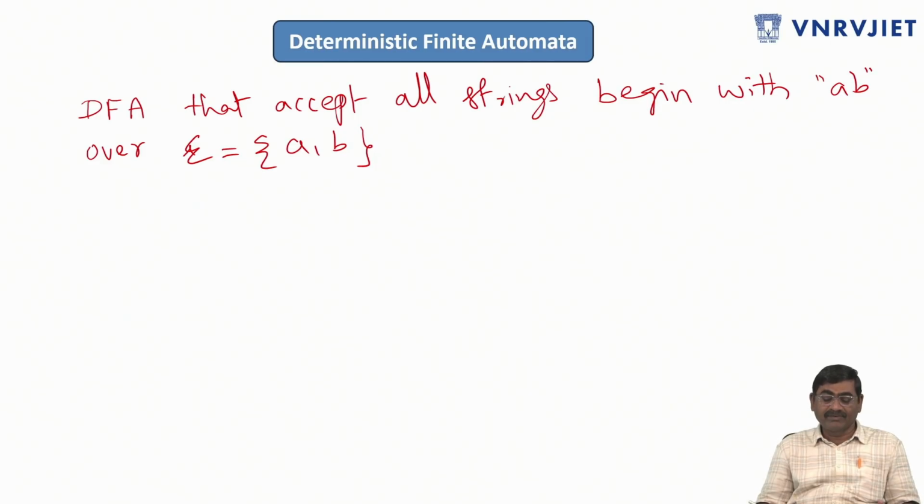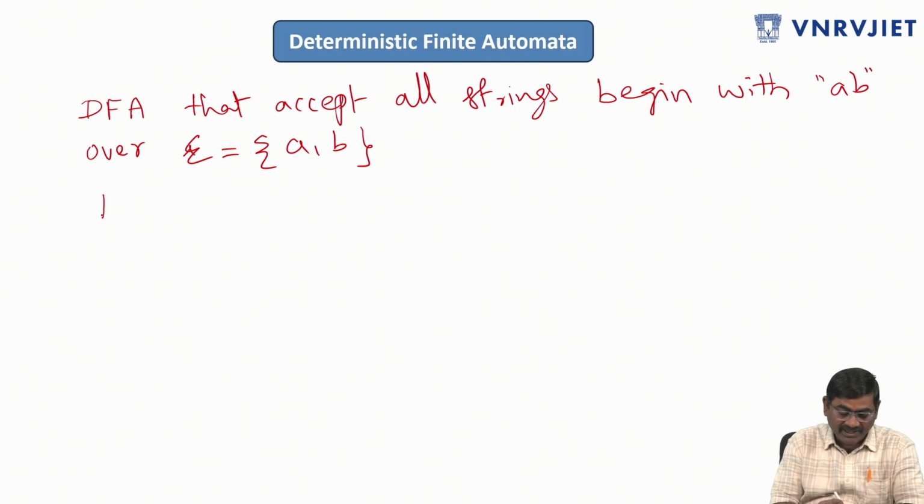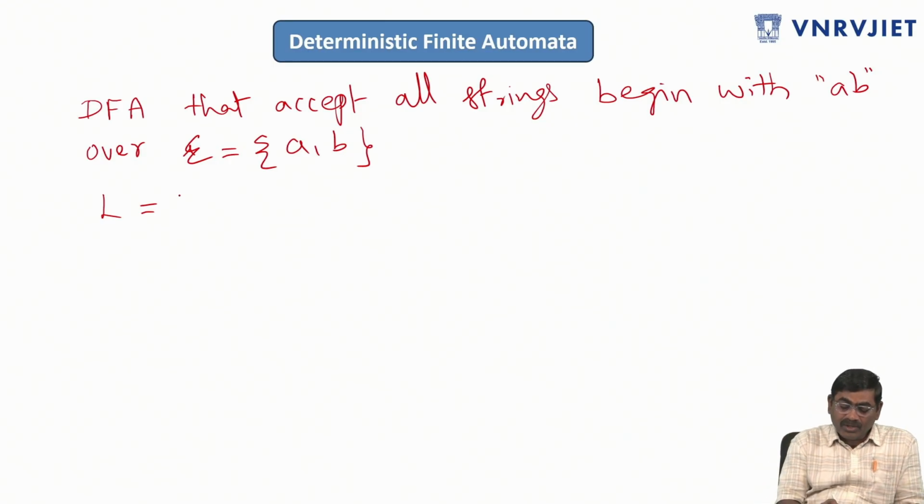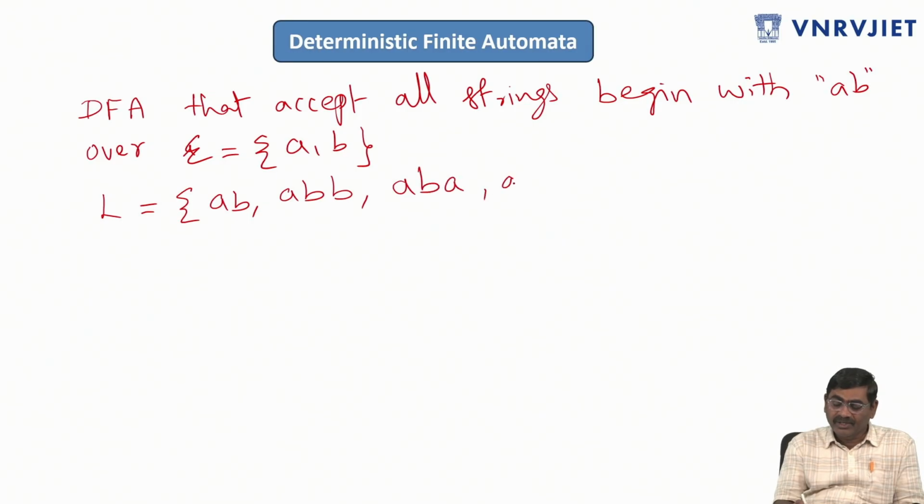In order to construct this DFA, first we need to write the language that includes the set of words that belong to it. So here I am writing the language L. The DFA should accept all the strings that begin with AB. The minimal string is AB. After that, it should begin with AB and it can contain one more B as well. It should begin with AB, it can contain one more A. It should begin with AB, it can contain any number of B's. It should begin with AB, it can contain any number of A's, and so on.